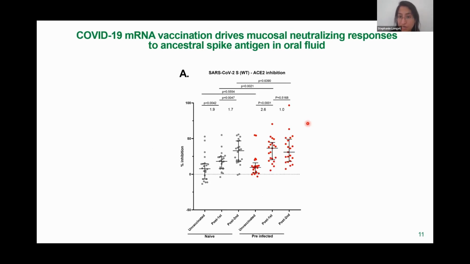We analyze the neutralizing responses using an ACE2 inhibition assay. So here you can see the result for the SARS-CoV-2 ancestral spike antigens. And basically here we look at the percentage of ACE2 inhibition. So here you can see there is a linear increase in percentage of ACE2 inhibition following each vaccine dose in naive participants. And in pre-infected participants, there is a significant increase after the first dose, but a plateau after the second dose.